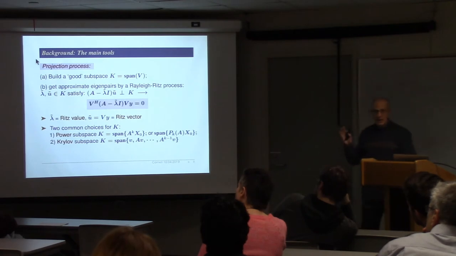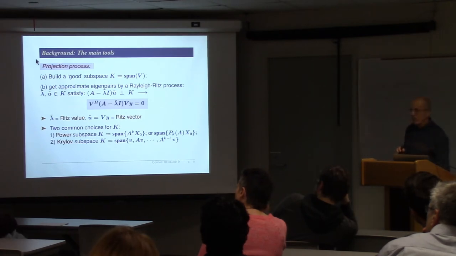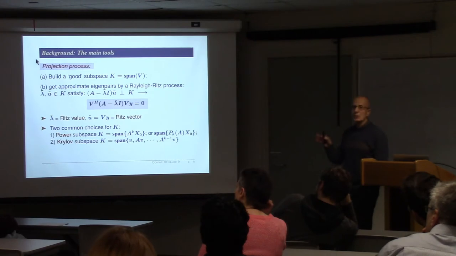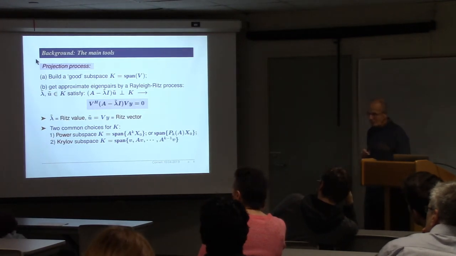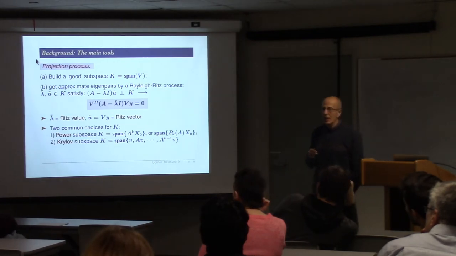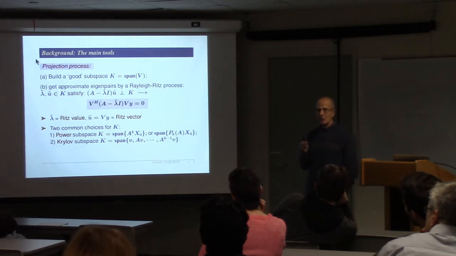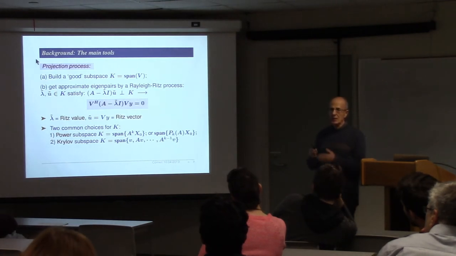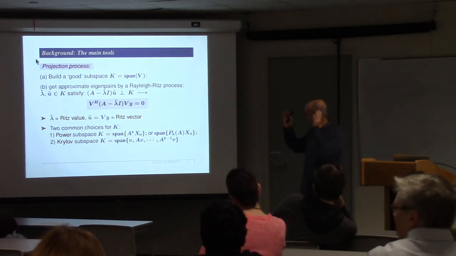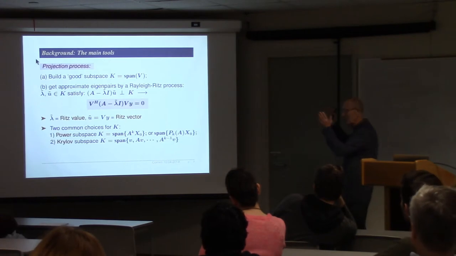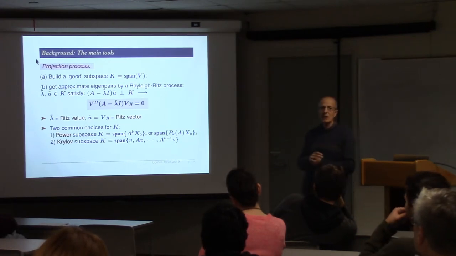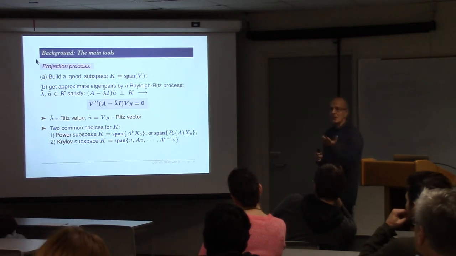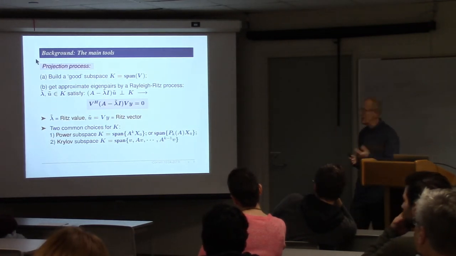So now, having talked about the problems, the next thing is to tell you about the tools that are used in this area. So what are the tools? The basic one is the projection process. So you want to extract eigenvectors from a subspace. The idea is that the eigenvectors you want can be well approximated from the subspace. You can find a good approximation from that subspace to your eigenvectors.